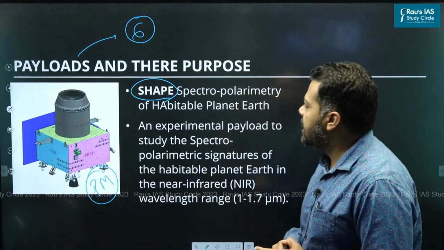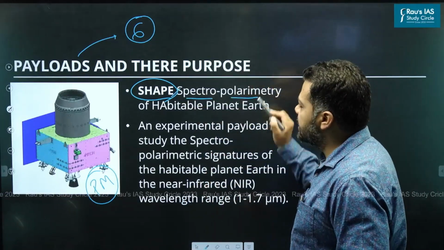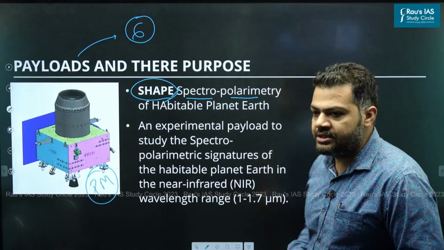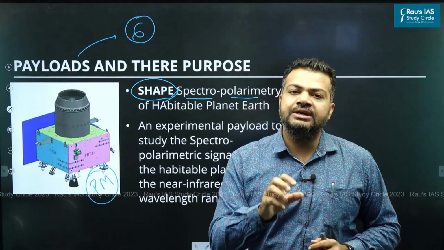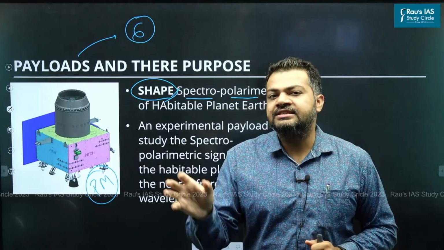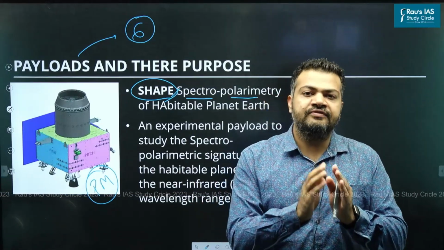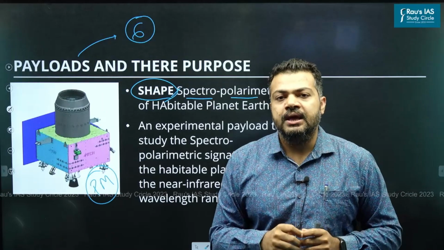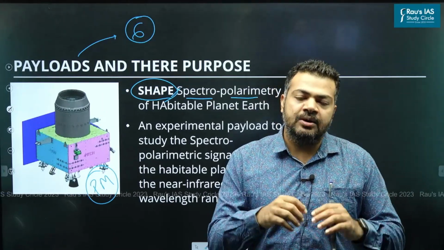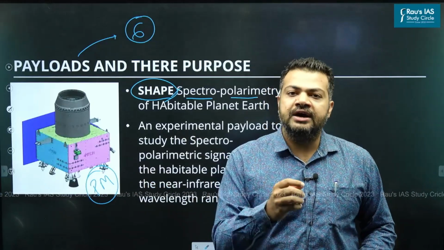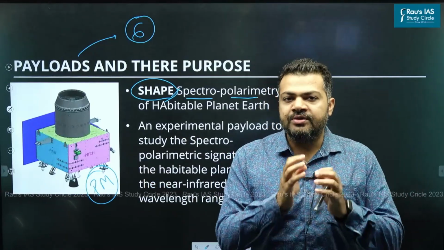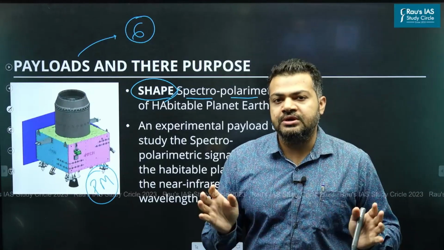So SHAPE happens to be a spectropolarimetry of habitable planet Earth. It will start recording certain telltale signs which Earth reflects to outer space. And by looking at these signs and comparing them with any other planet, we may be able to quantify how different our planet is from the rest of the universe.